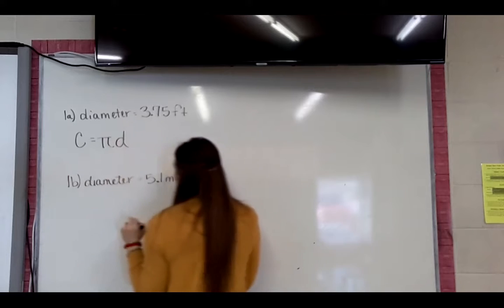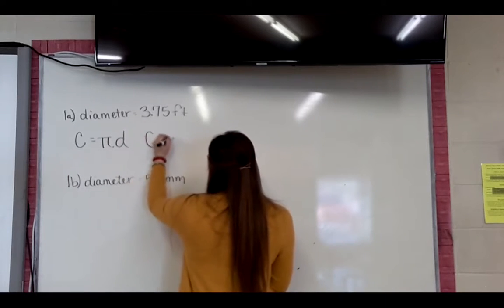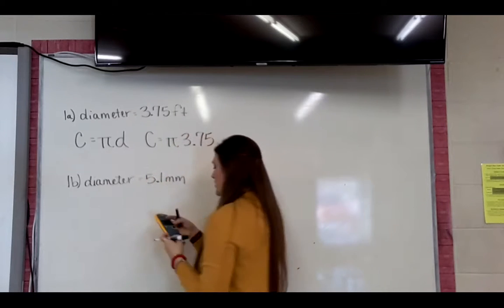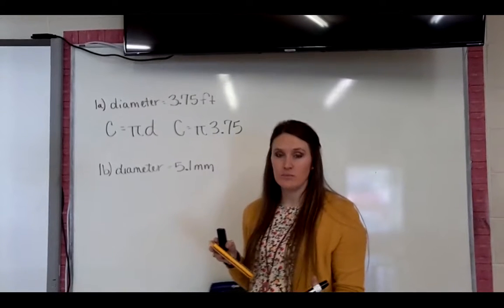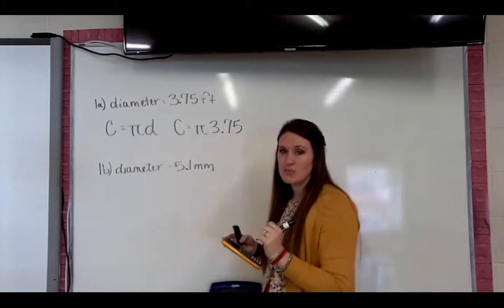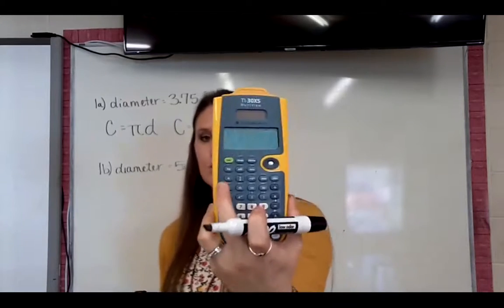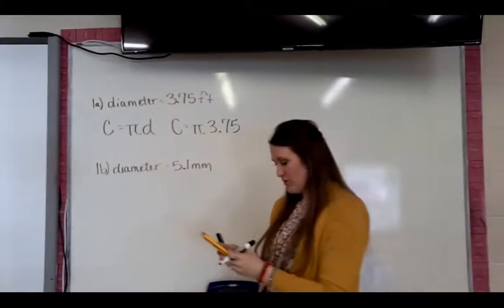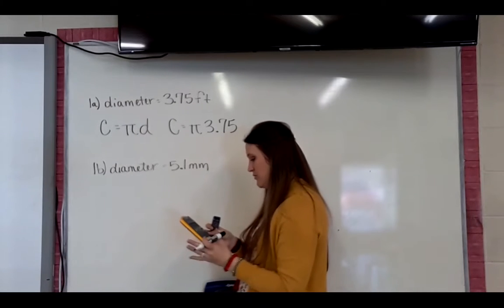C equals pi D. So the diameter for this is 3.75. So I have pi times 3.75. That's where you get to use your calculator. Yes, we typically use that pi is 3.14, okay, but it's a never-ending number. So we'll just use the pi button on your calculator. If you haven't found it yet, you just go straight down, and it's right there. So we have 3.75 times pi, and press the pi button.